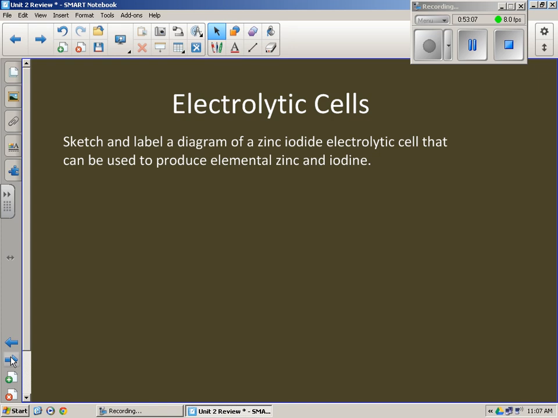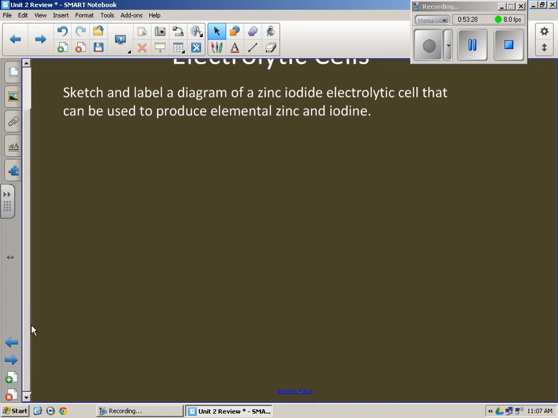Electrolytic cells. Sketch and label a diagram for what a zinc iodide electrolytic cell can be used to produce elemental zinc and iodine. You might see this in two different spots, so two different ways. I'll probably do the first one this time. But it doesn't have to look like this. It can be anything like that. The key here, though, is two things.